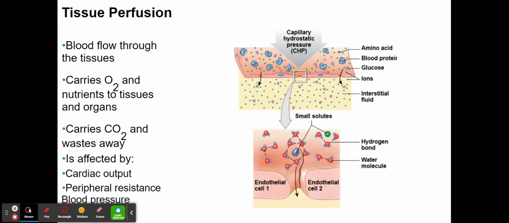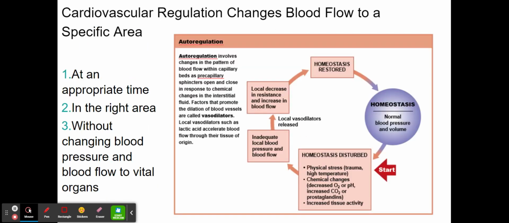So, homeostatic mechanisms regulate cardiovascular activity to ensure that blood flow through the tissues, which is called perfusion, meets the demand for oxygen and nutrients. The factors that affect tissue perfusion are: 1. Cardiac output, 2. Peripheral resistance, and 3. Blood pressure.